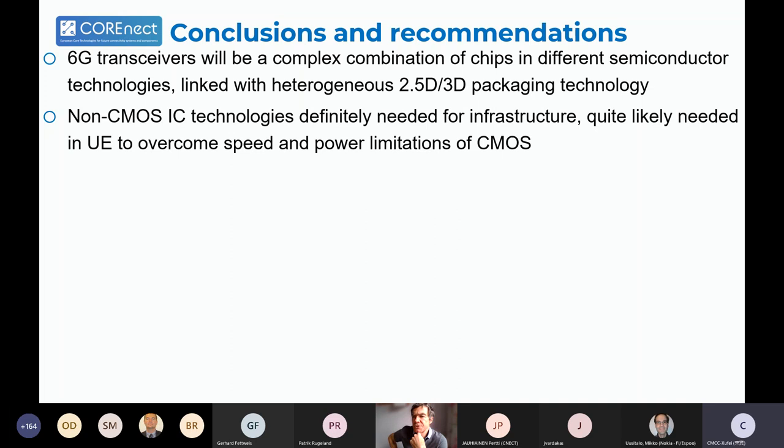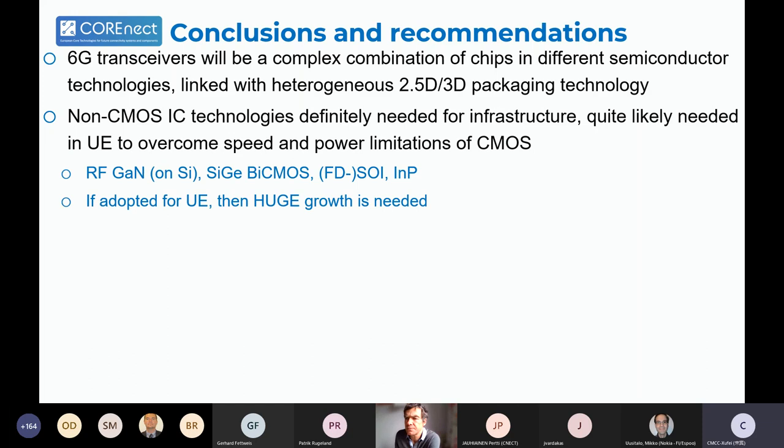So for infrastructure, non-CMOS semiconductor technologies will definitely be needed, but quite likely also in user equipment that will be using D-band frequencies. And this is to overcome the speed and power limitations of CMOS. So when we talk about non-CMOS technologies, we talk about indium phosphide, I touched on that one, silicon germanium by CMOS, but also other technologies like RF gallium nitride.